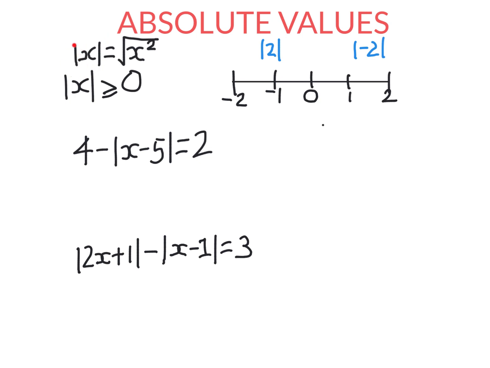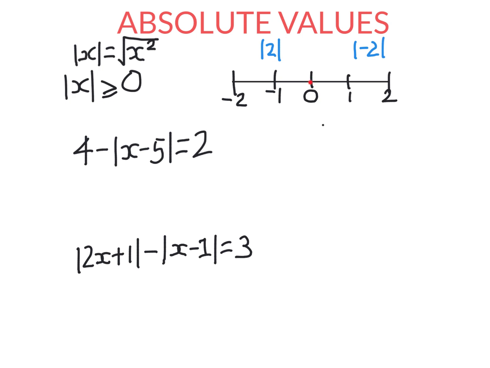So this function here is called the absolute value function. The absolute value of x is the square root of x squared. That actually sounds a bit more complicated than it actually is. The absolute value of a number is just its distance along the number line from 0.